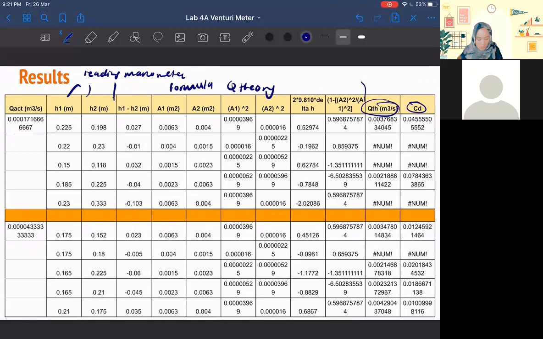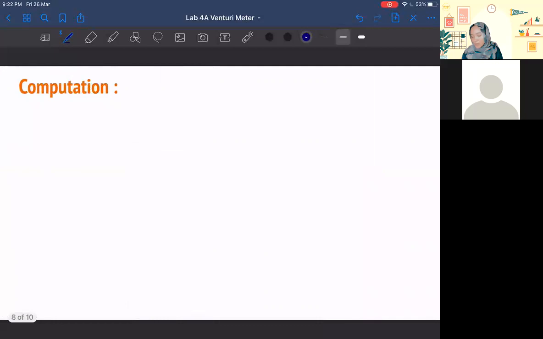As you can see, I faced a few problems in finding the Q theory for these ones, because from here the values are different, so I cannot get it. Maybe it's my mistake in the calculation. So how to calculate? I'll show you.